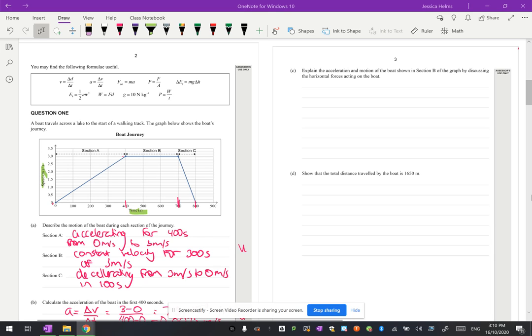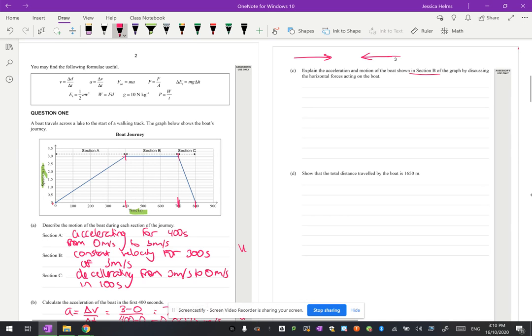Okay, so part C asks us to explain the acceleration and motion of the boat shown in section B of the graph by discussing the horizontal forces acting on the boat. We can see that in section B it is not accelerating. We know it's not accelerating because it is remaining at constant speed, but we need to explain this in terms of forces that are acting on it, and horizontal means side to side forces.